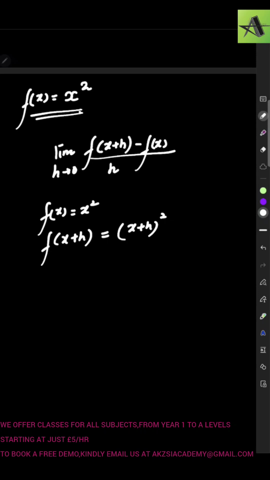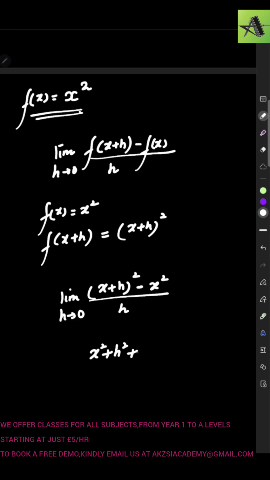Whatever there is inside the bracket, that value we have to substitute in place of x. So f of x plus h is x plus h whole squared, and f of x is x squared, over h, and this limit tends to 0. We have to simplify, try to cancel out the bottom h, and then sub in the value of h as 0. These are the few steps that you have to keep in mind while finding the derivative of any function from the first principle. So x plus h whole squared means x plus h times x plus h, and when I expand the bracket, I'll get x squared plus h squared plus 2hx minus x squared over h.